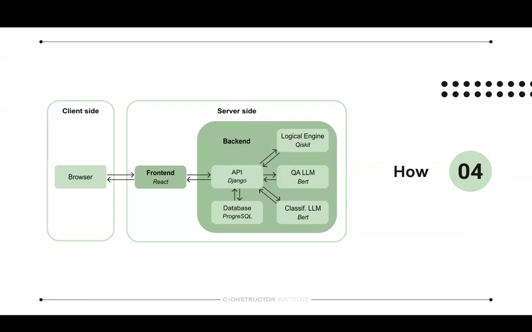What we use the LLMs for is to first categorize the user questions. The classification LLM will tell us if the user question is about defining a quantum gate, if it's about applying a quantum gate, or if it's about giving the circuit representation of a quantum gate. And then the other LLM, the QA LLM, extracts the parameters of the user question. So it takes from the user question which quantum gate and which initial state.